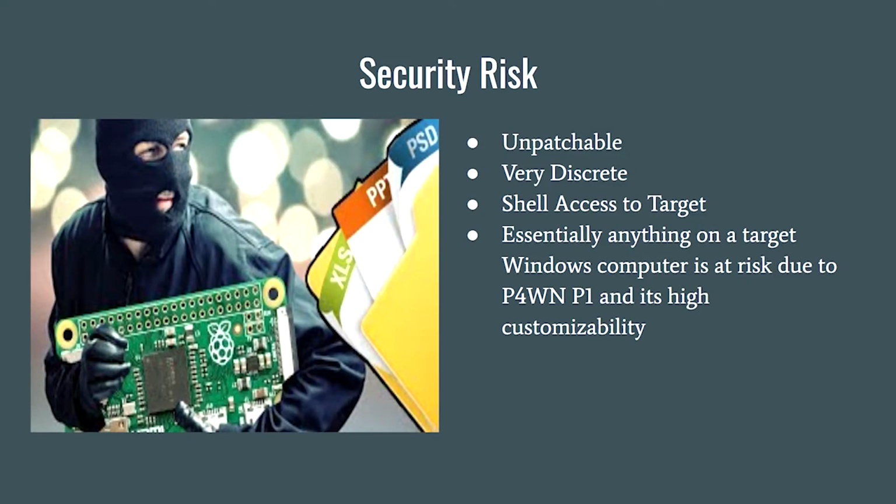So what are the security risks of this utility, P4wnP1? Well, it's very unpatchable. It's very hard to get rid of since it's essentially attacking a port that the whole wide world uses. It's also very discreet, since you can plug in a USB and nobody will suspect a thing. You can ask a friend, hey, can I transfer some files onto your computer or get some files off your computer, and nobody would notice. Again, as I said previously, once you have access to a shell, the whole world is your oyster. And essentially anything on a target Windows computer is at risk due to the high customizability of P4wnP1.